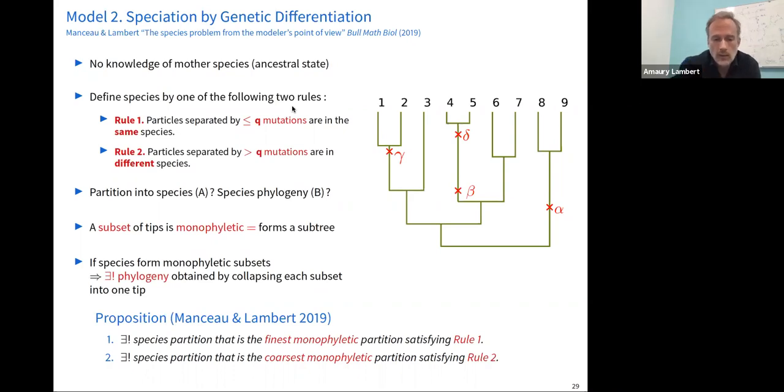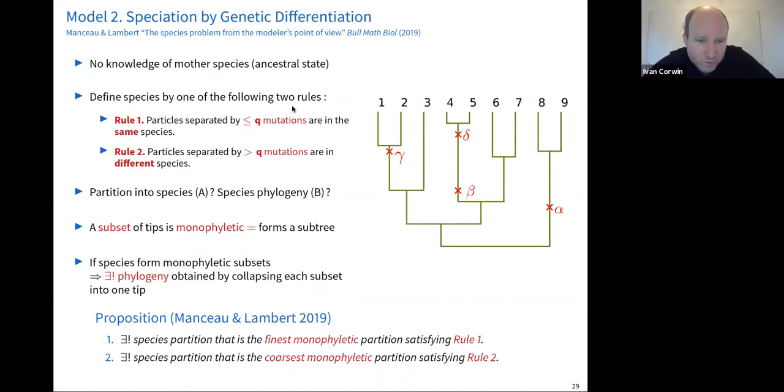And the good news is that we can define naturally some monophyletic partitions that satisfy the rules that I just stated. So that's a result obtained with Marc Manceau, a former PhD of mine, co-supervised by Hélène Morlon. And the result says that there is a unique species partition that is the finest monophyletic partition satisfying rule 1. And there's also a unique species partition that is the coarsest monophyletic partition satisfying rule 2.